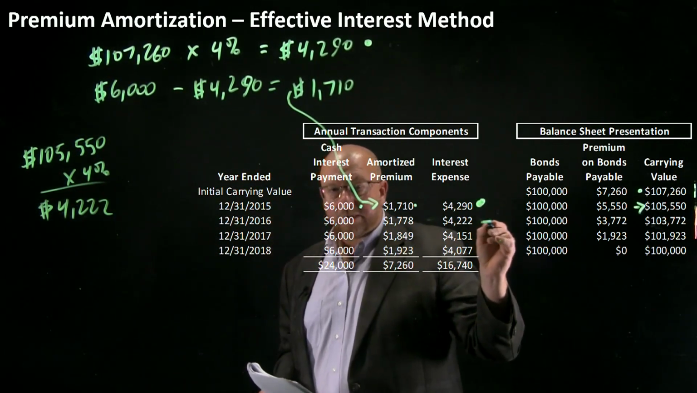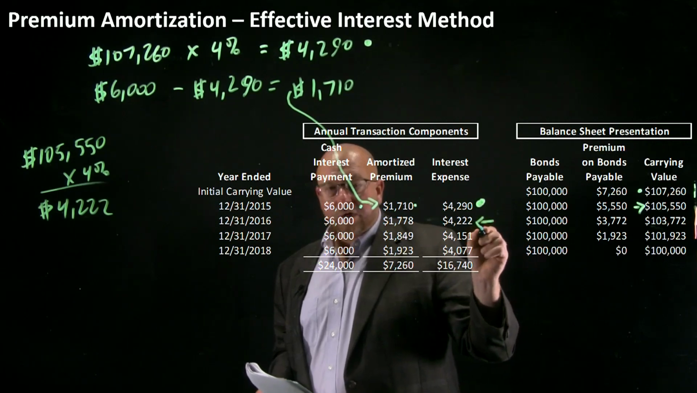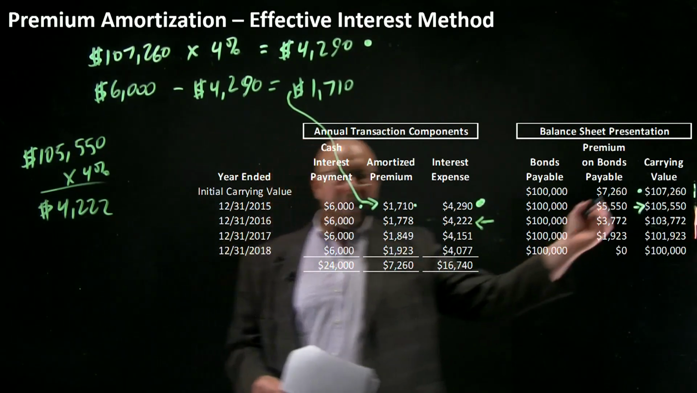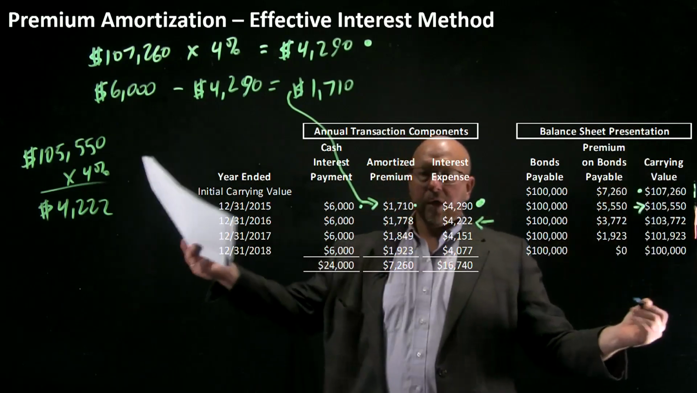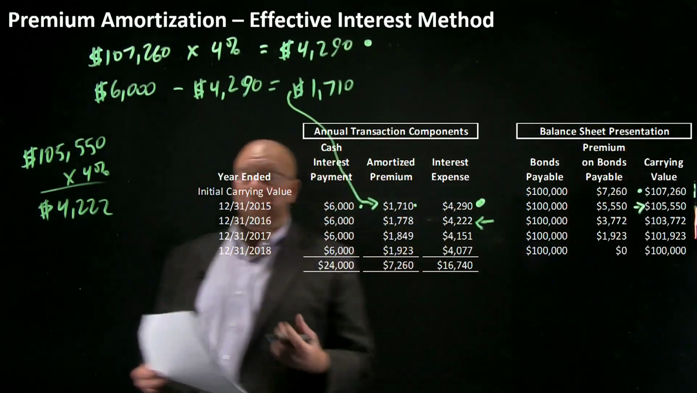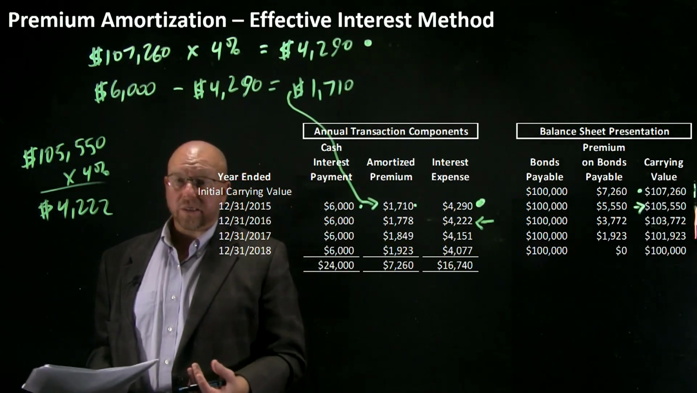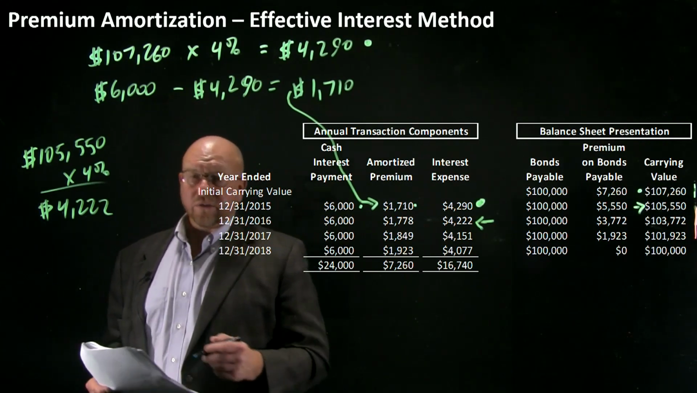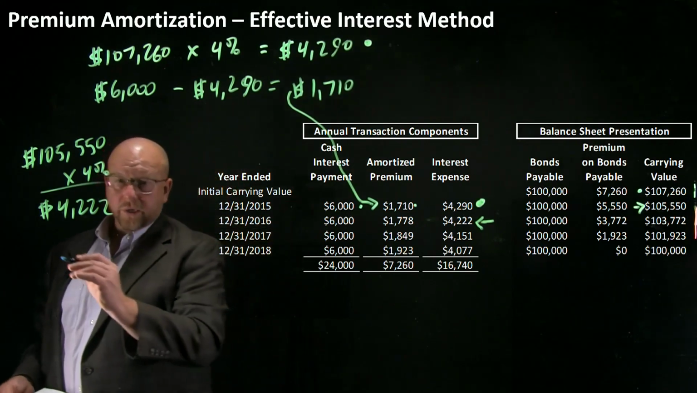And notice that interest expense is declining, right? Here's the interest expense right here. It's going to decline because we're determining interest expense by multiplying carrying value by the market rate. As the carrying value declines, because the premium is being reduced through amortization, the interest expense for each particular period will also decline.